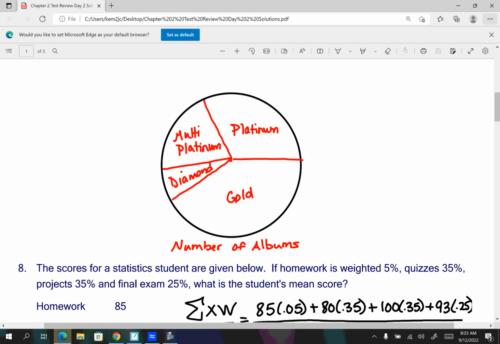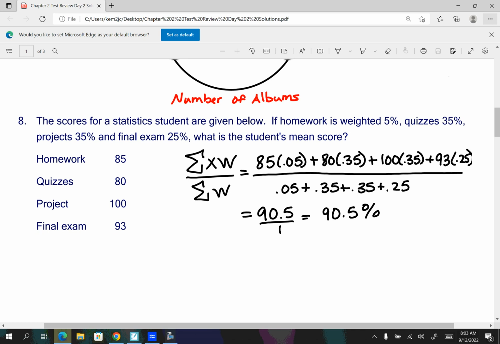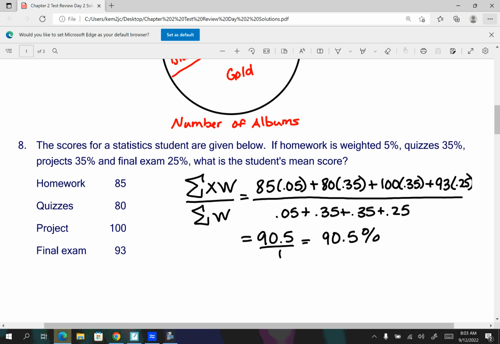Number 8, if you're calculating grades or GPA, two common examples that we saw in the notes, these are examples of weighted means, okay? So for weighted means, again, the formula is going to be on your paper. It's this guy right here.